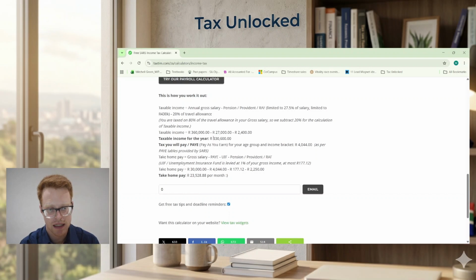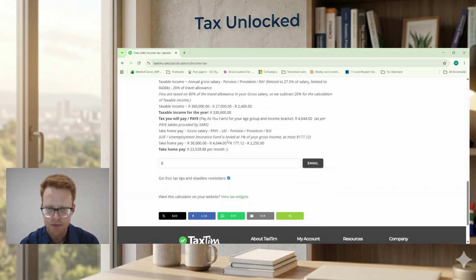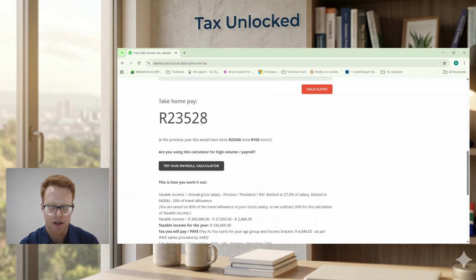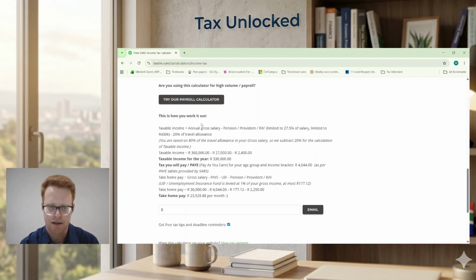So the taxable income for the year is 330,600. And PAYE would be 4,000 Rand. Your take-home pay is calculated as your gross salary, 30K a month, less PAYE, UIF, and your pension, which is how they get to that big number of 23,528.